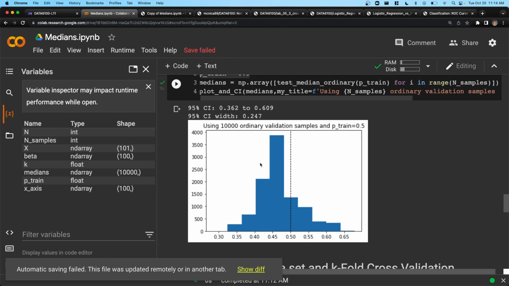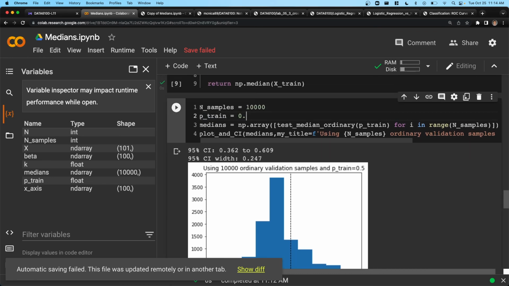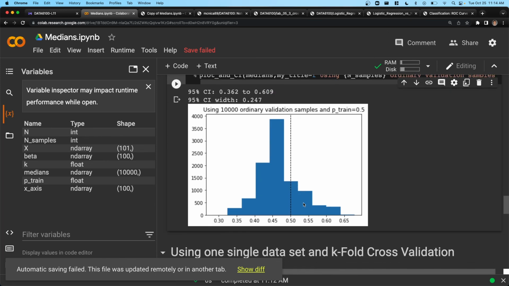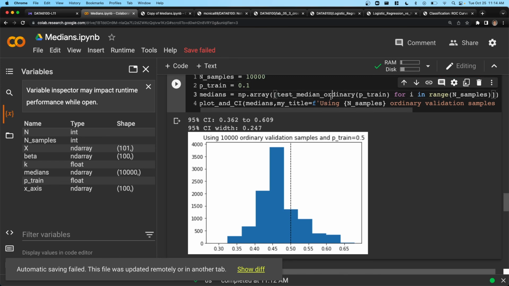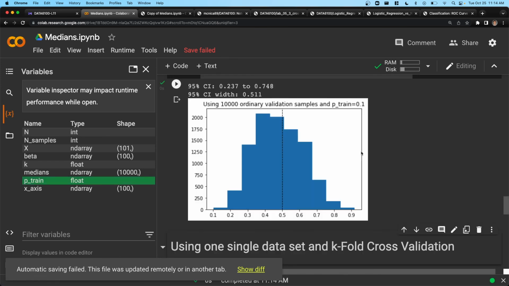So here, the confidence interval is 0.25. That's when ptrain is 0.5. But let's make it 0.1 and see what happens. So here you can see the spread, right? If you make it 0.1, that's deleting a huge number of points. 90% of points get deleted. Then what do you get?